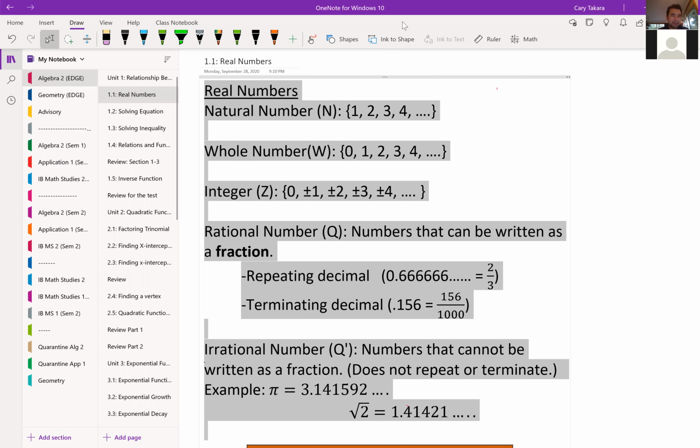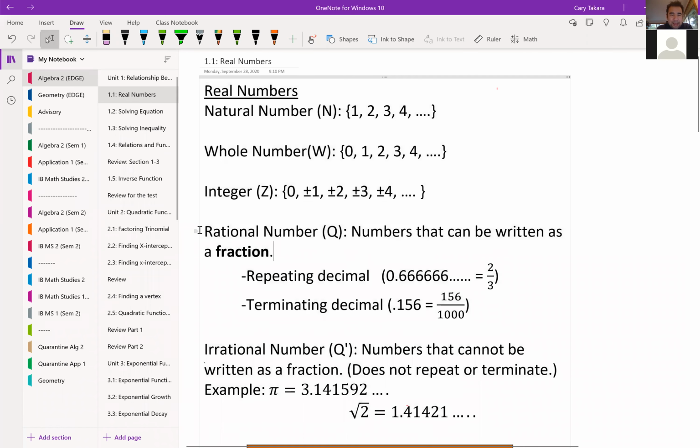Next one is rational number. Now, rational number is the bigger group. Integer, whole number, natural number are inside of rational number. Well, we'll talk about that, right? But let's just talk about rational number. Now, what is a rational number? Rational numbers are essentially the numbers that can be written as a fraction. Okay?